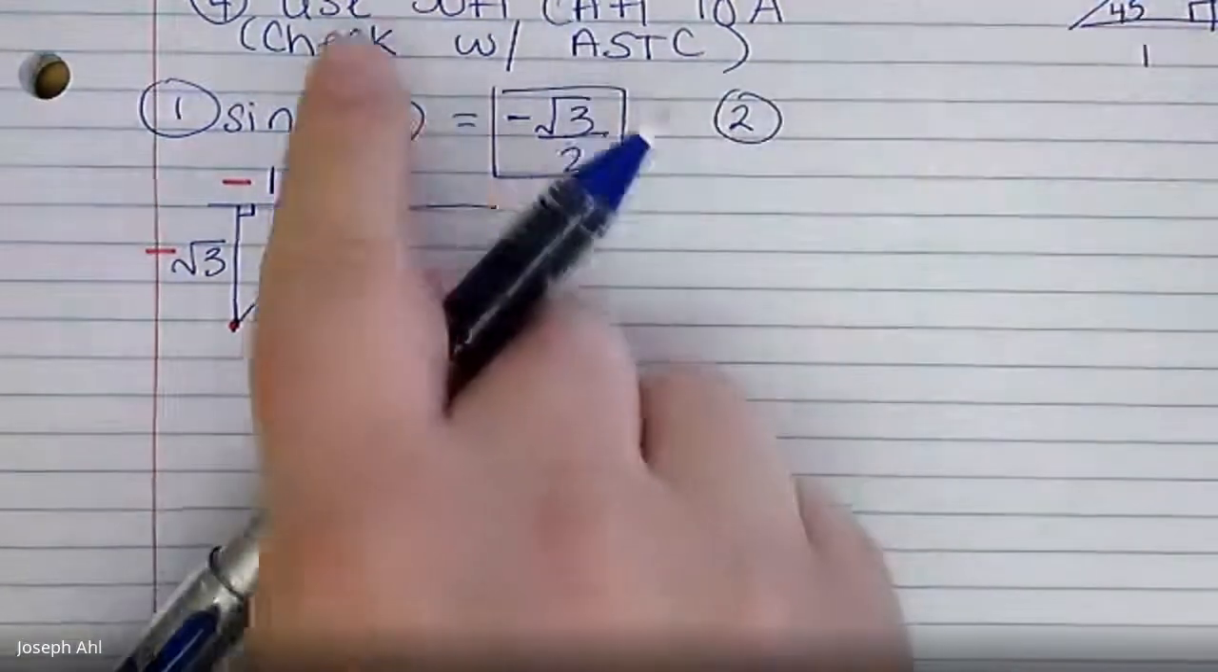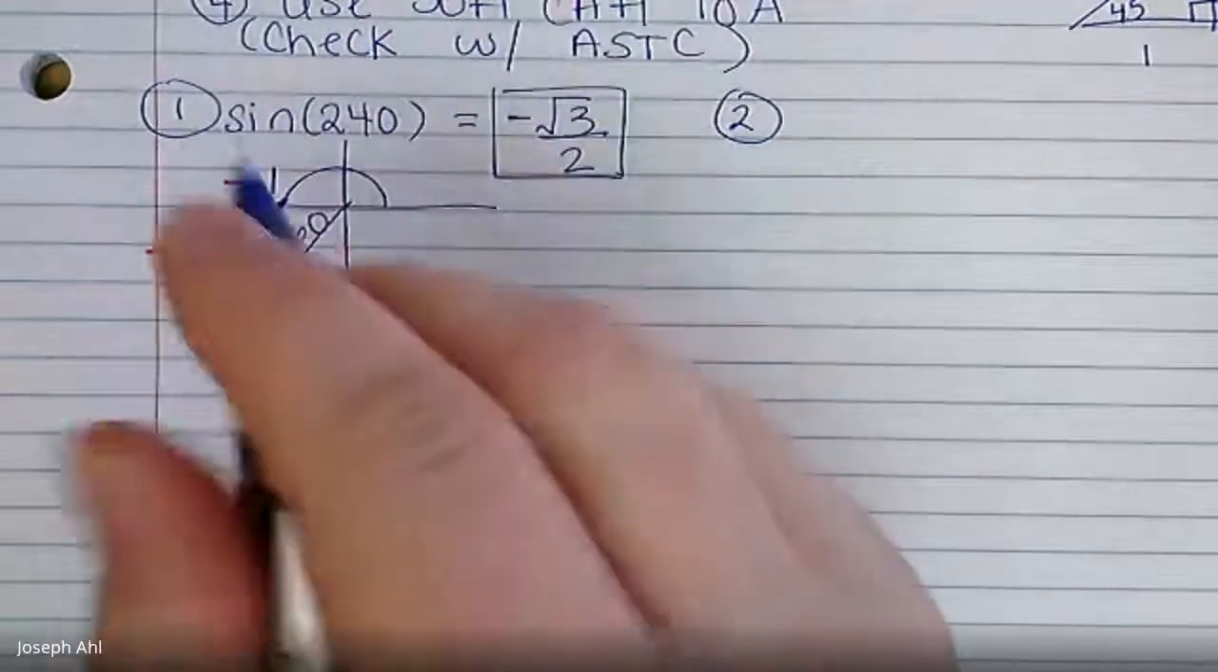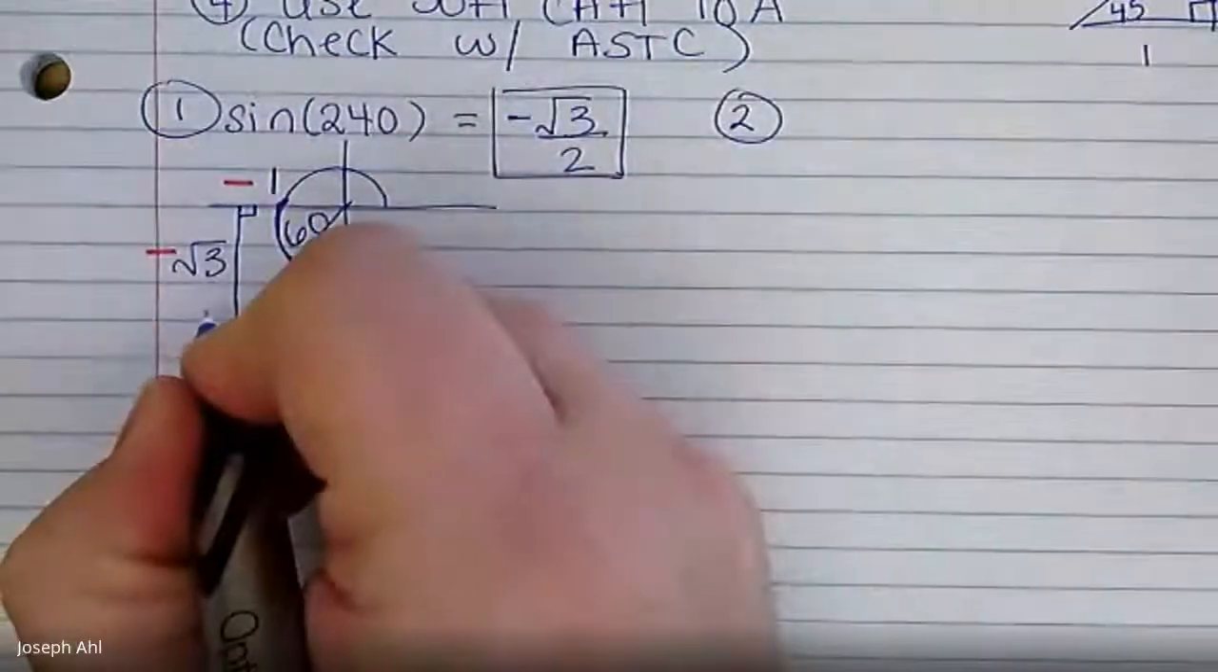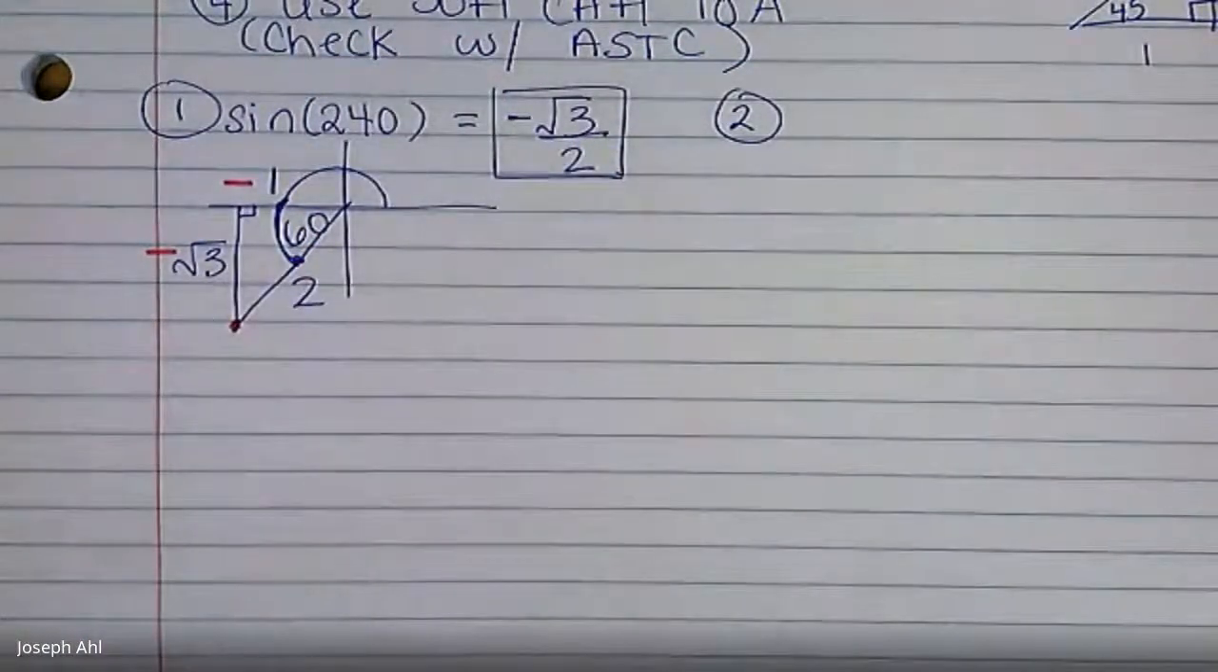Now, as far as checking with All-Star Trig Class, if we're in quadrant 3, we know that tan is the one that's positive, so it makes sense to me that sine is negative. That's all I mean when I say check with ASTC.